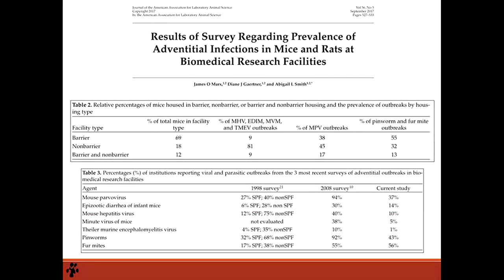So again, if you look at the lower table, you can see that there are three surveys conducted over a 20-year period, in which you have fewer murine viruses such as parvovirus, epizootic diarrhea of infant mice rotavirus, mouse hepatitis, etc. But if you look in this column and today, this 2017 study, you can see we still have outbreaks of mouse parvovirus, and we still have outbreaks of pinworms and fur mites.